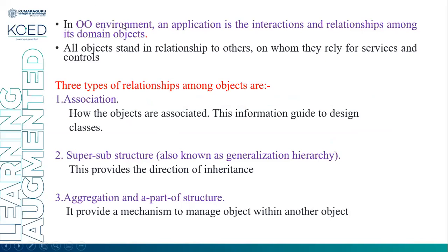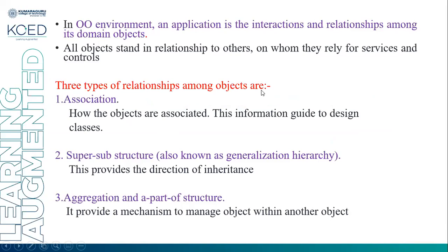In the object-oriented environment, an application is the interaction relationship among the domain objects. All the objects stand in a relationship to others, on whom they rely for services and controls. Objects rely on other objects for services and controls.